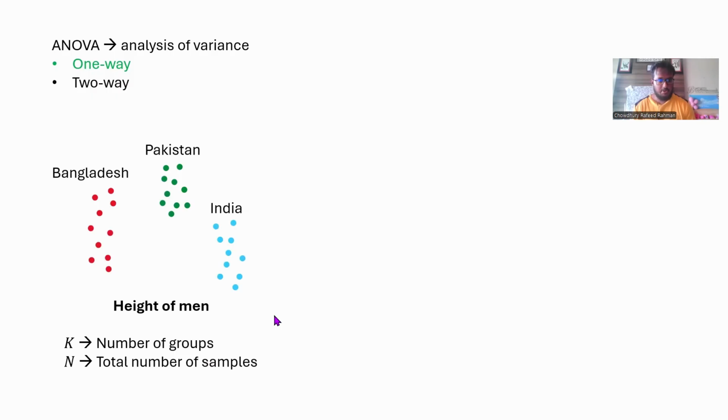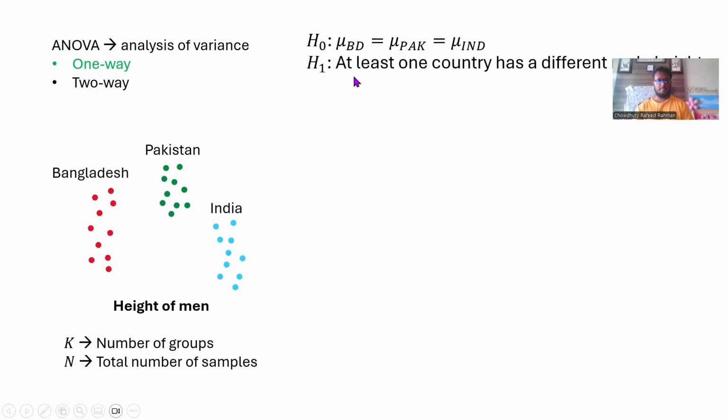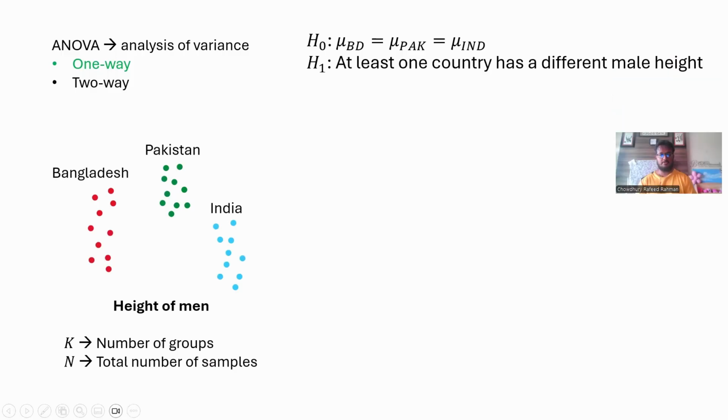As I said before, we are trying to compare the heights of these three different groups. So this is going to be the null hypothesis, where we say that all of their mean heights are the same. And then the alternate hypothesis is very interesting. It is very, very important to understand that it says at least one country has a different male height. Suppose Bangladeshi and Pakistani men have the same height, but Indian men have a different height. Still, we are going to reject the null hypothesis. Even if only one of the three groups is different in height, it is okay to reject the null hypothesis and for the result to be statistically significant.